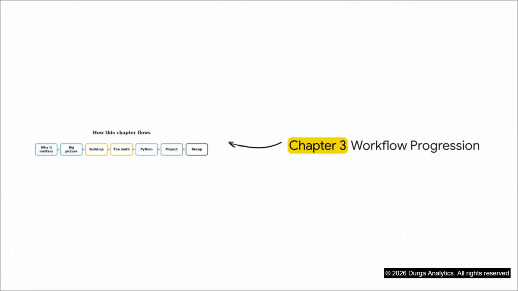So this diagram is basically our blueprint for today's engineering review. We'll move sequentially from the core business problem, meaning why any of this actually matters, straight through the big picture, the math, the Python requirements, and finally to how this impacts your capstone projects. Every quantitative model you're going to build in this course is heavily influenced by this exact workflow progression.